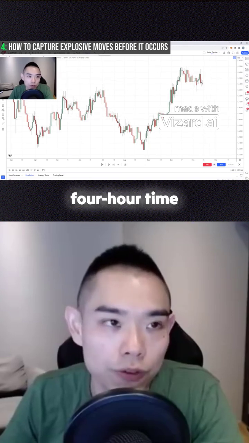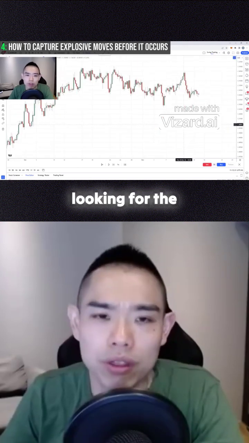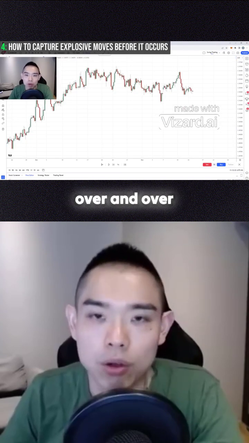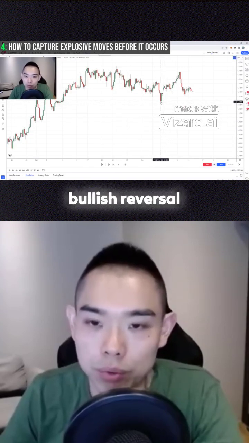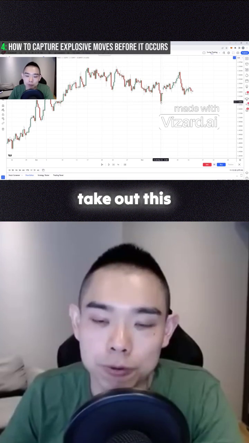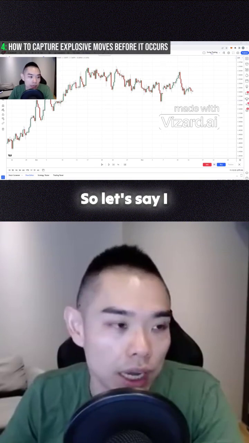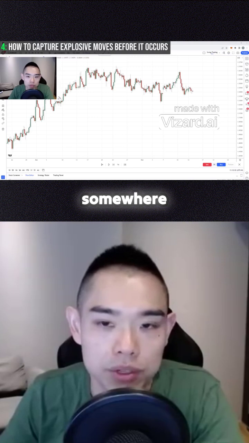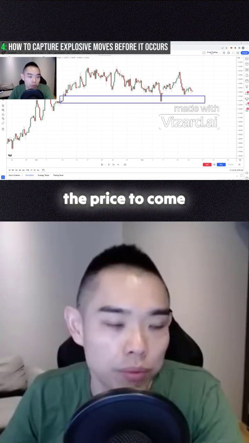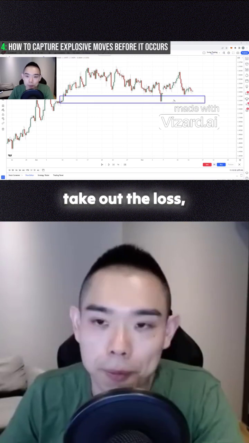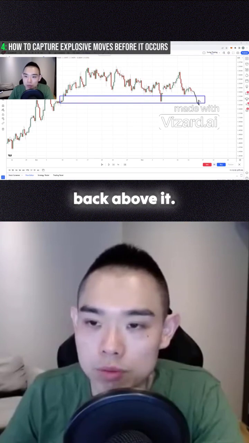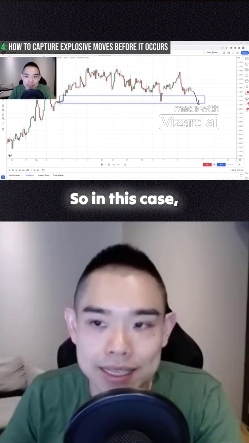Going down to the 4-hour time frame, what are we looking for? Again, we are looking for the stuff that you've seen repeatedly over and over again. We're looking pretty much for a bullish reversal candlestick pattern to take out this area of support, to take out these lows, and then close up higher. So if I were to identify this area of support somewhere about here, we wait for the price to come into this area, take out the lows, and then close back above it. Let's see what happens next.